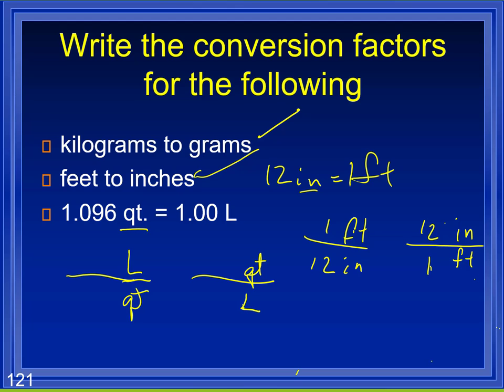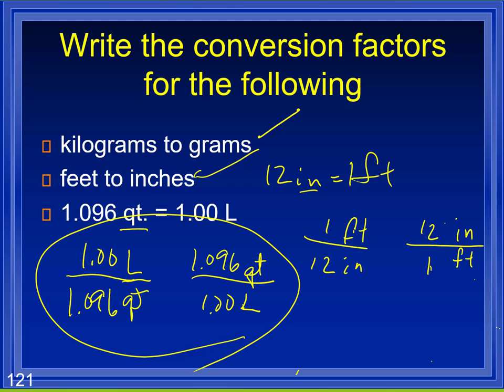Now I just have to copy numbers. The number next to liter is 1.00. The number next to quart is 1.096. And there are 2 conversion factors between quarts and liters. Both of those are equal to 1 because the thing on top and the thing on the bottom are the same size. So conversion factors are bizarre ways of writing the number 1. So I need you to be able to write these conversion factors.